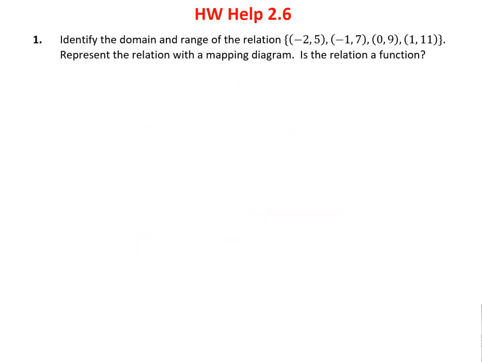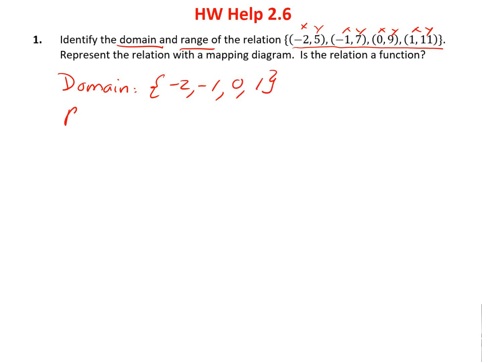The first problem asks us to identify the domain and the range of this relationship, these values. So the domain is all the x values, all right? So if I look here, remember each of these is xy, xy, xy, xy. So my domain is going to be -2, -1, 0, and 1. That's my x values. My range is going to be all of my y values.